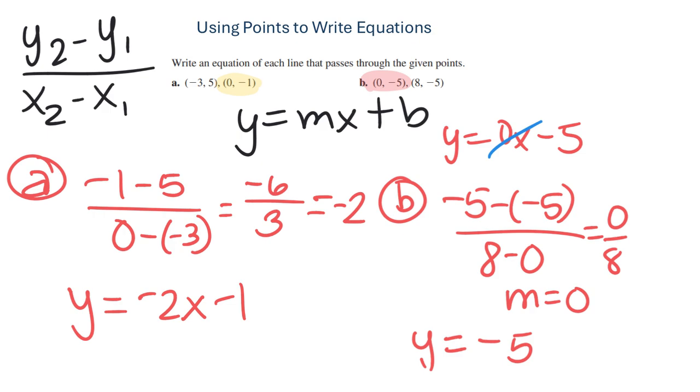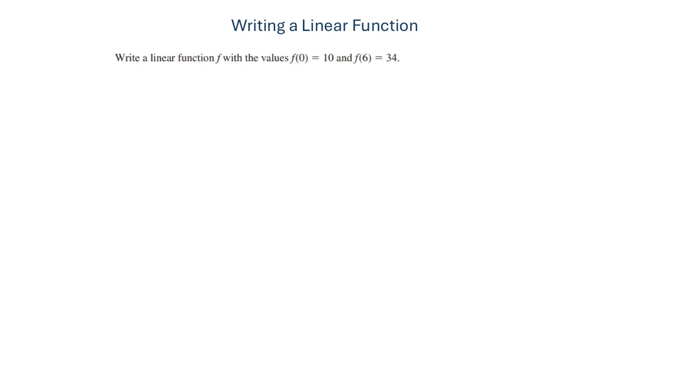What type of line are we going to have here? A horizontal, right? We go down -5. And we have a horizontal line. All right, we're good for the next slide? Yes. All right. Now we're going to write a linear function.